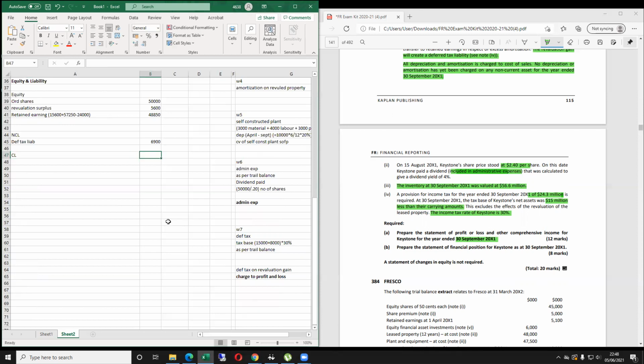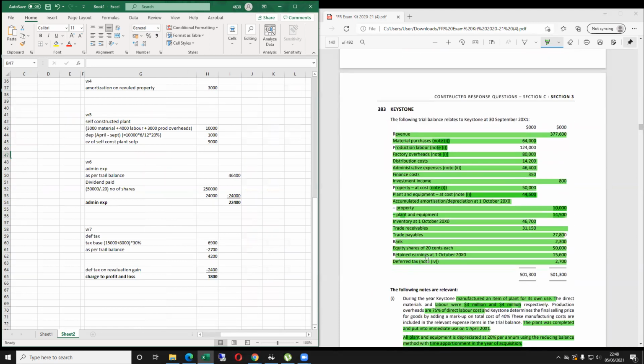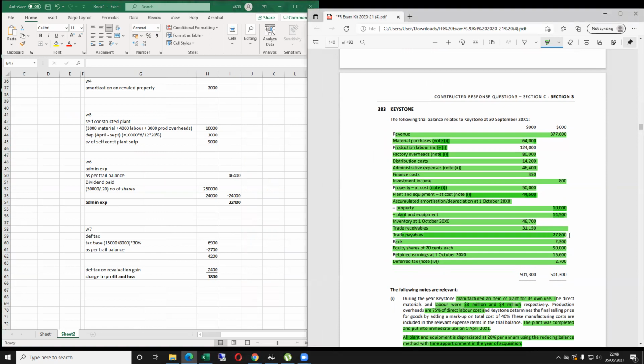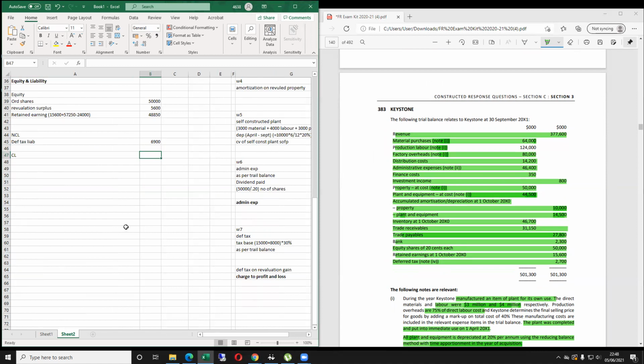Current liabilities. Let me find out the current liabilities. Let me see if it is given. It says trade payables 27,800. So in current liabilities we have trade payables. Payables is our creditors. So creditors is 27,800.